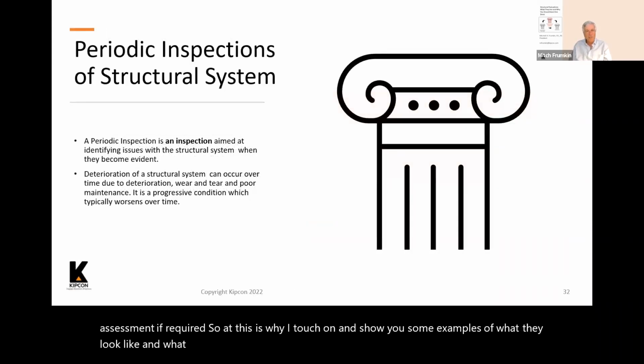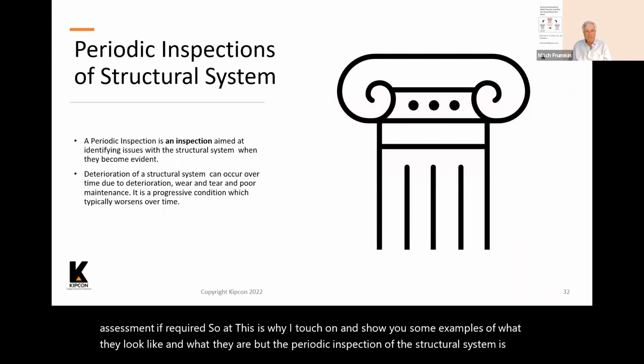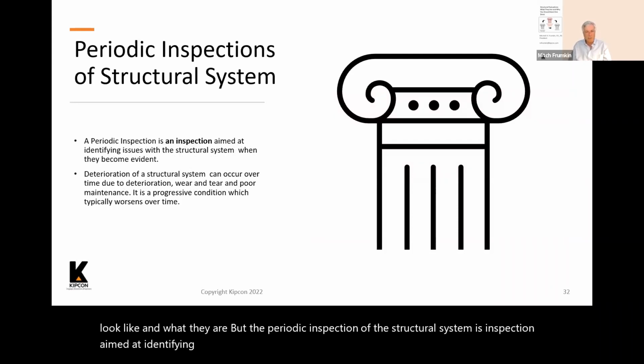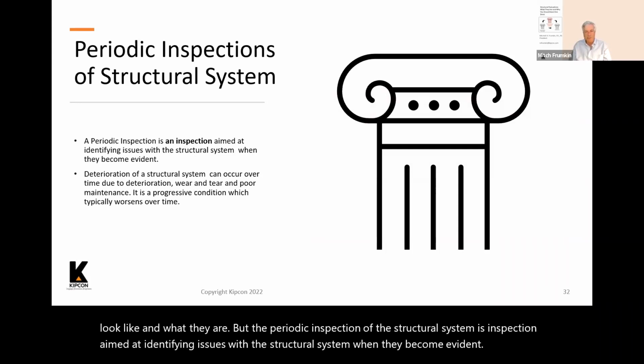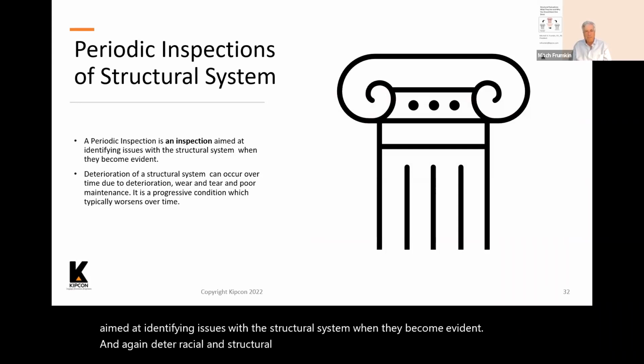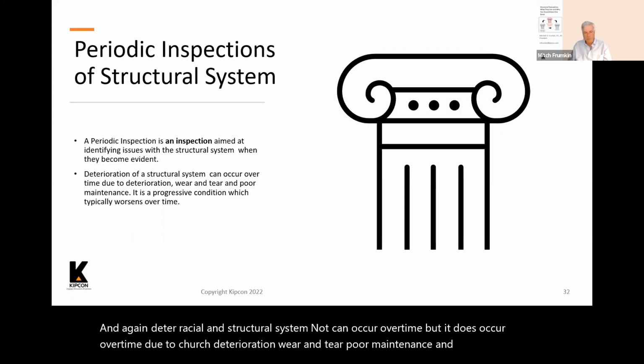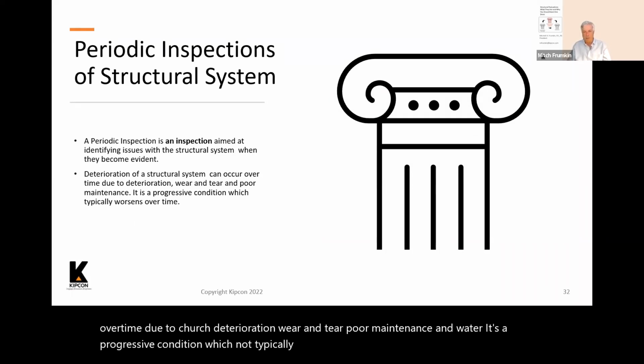But the periodic inspection of the structural system is inspection aimed at identifying issues with the structural system when they become evident. And again, deterioration of the structural system occurs over time due to wear and tear, poor maintenance, and water. It's a progressive condition, which typically does worsen over time. And that's what we're talking about.